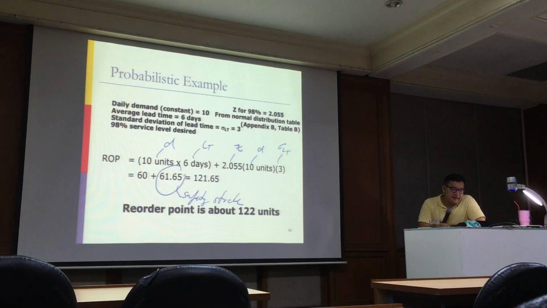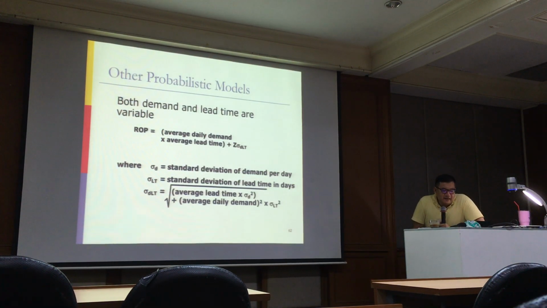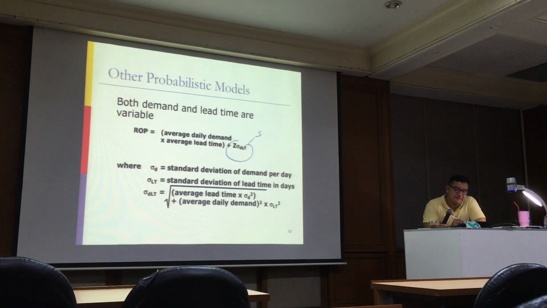And how about another case? If both demand and lead time are varying, so there is no constant demand or lead time. Both are varying, which means both follow a distribution, something where you need to know the mean and standard deviation. The reorder point you can use is the average daily demand multiplied with average lead time plus Z. So this is the safety stock.